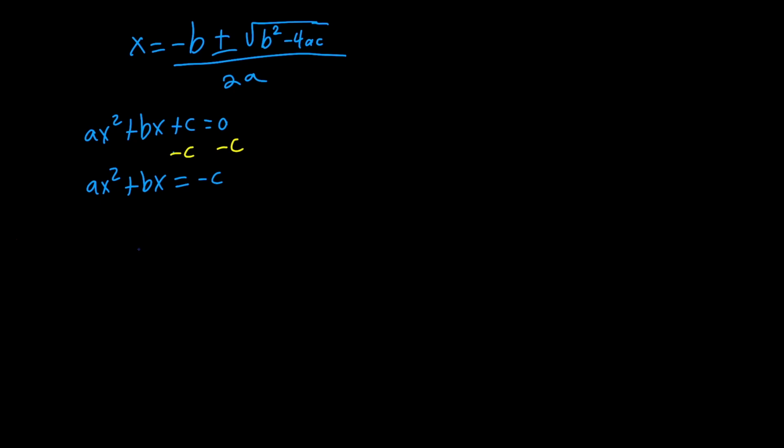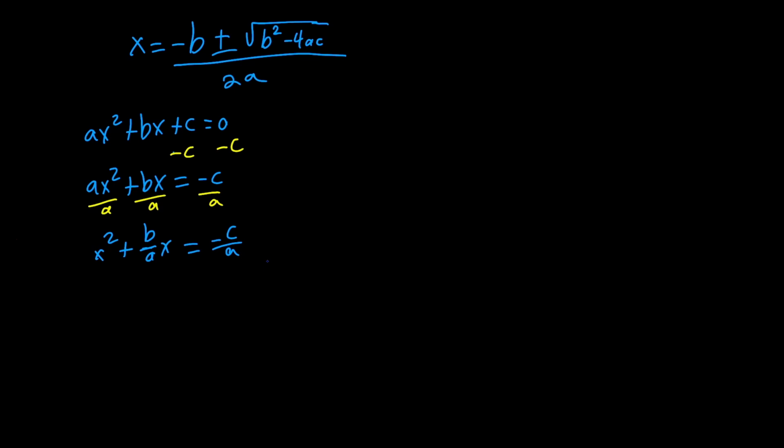Next, I want my x squared value to not have a coefficient on it, so I'm going to divide everything by a. So we'll divide by a, divide by a, divide by a. And that will give us x squared plus b over a x is equal to negative c over a. Now we can do our completing the square process.